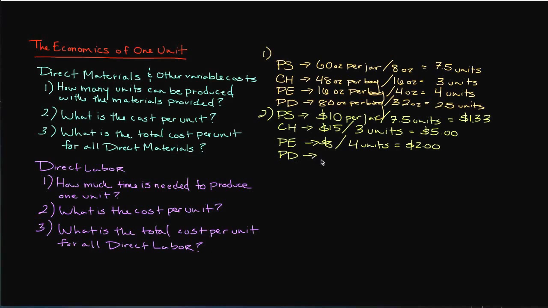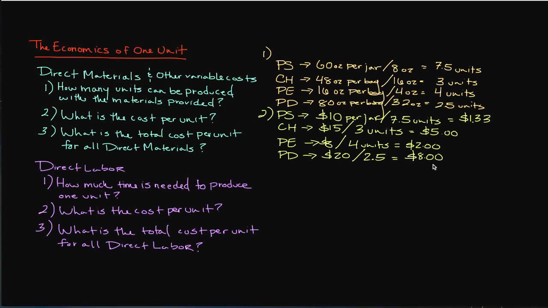All right, and the last thing, pizza dough. Pizza dough costs us $20 per bag, and we can generate 2.5 units, which means that ultimately it's going to cost us $8 per unit. And this is all on a per unit basis. I didn't write those there, but just know that it's a per unit basis. So that's step 2. We figured out how many units we can generate from each item of material we're using, and what the cost is per unit.